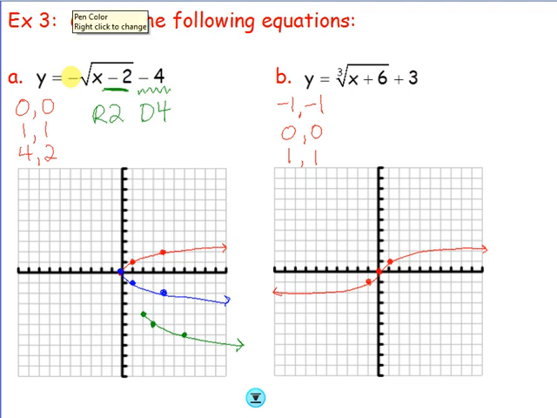Let's look at our shifts. Is there a negative? No. So that's why we're moving on to our shifts. We have a +6 on the inside, which would mean left 6. We have a +3 on the outside, which would mean up 3. So I'm going to start with my first dot. I'm going to count to the left 6 and up 3. I'm going to go to my second one. I'm going to count to the left 6 and up 3. And to my third one, count to the left 6 and up 3.